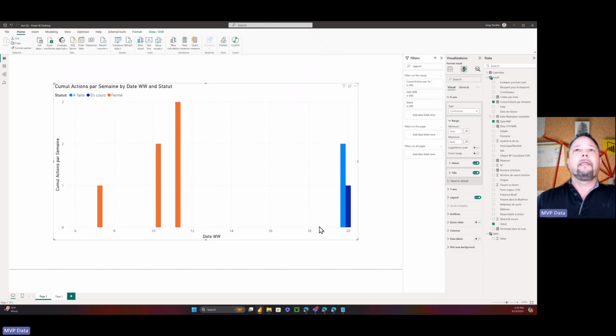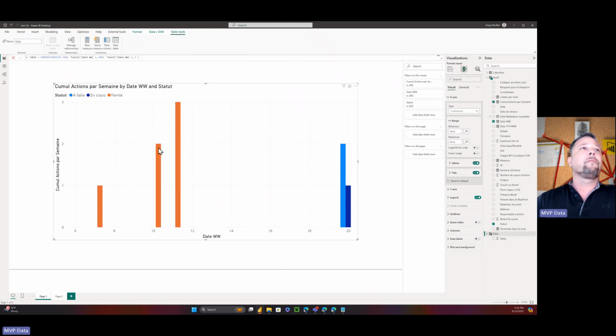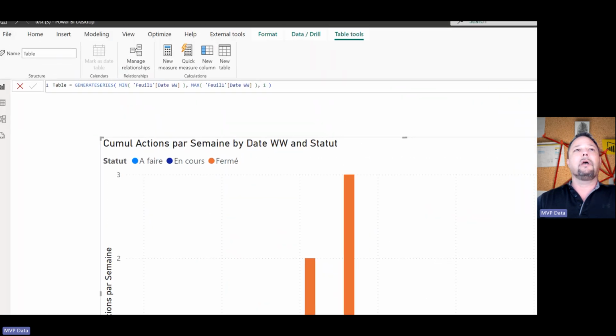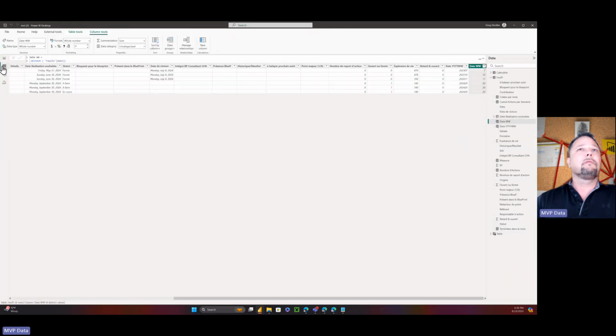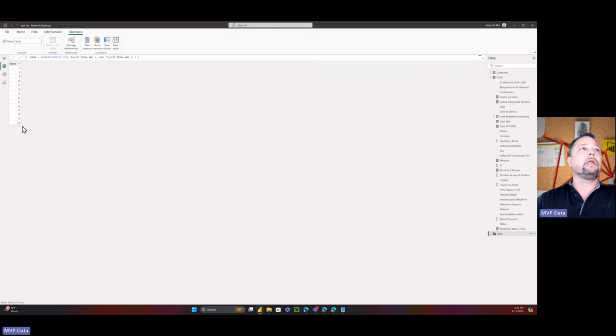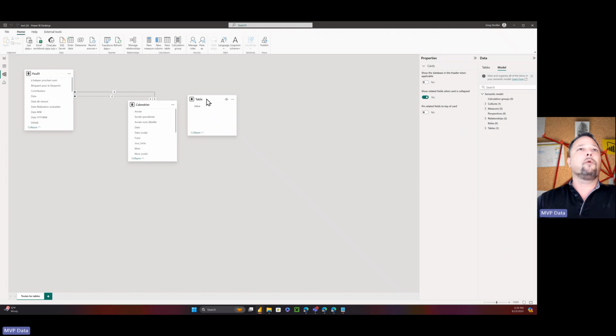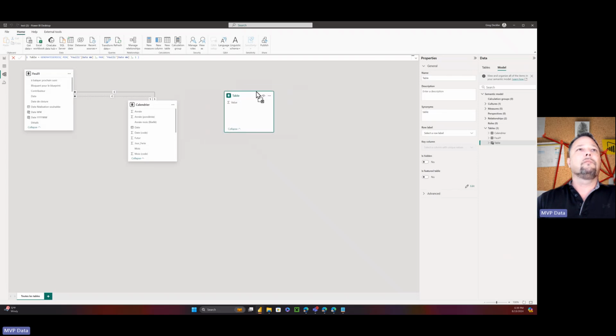So the solution I came up with, there's probably a number of different solutions for this, but one that I came up with is first to create a disconnected table. I created that disconnected table by grabbing the min of the week number and the max of the week number and incrementing by 1. So as you can see here, now in this table, I have weeks 7 through 20. And you can see in the model that this table is completely disconnected from the rest of the tables in the semantic model.